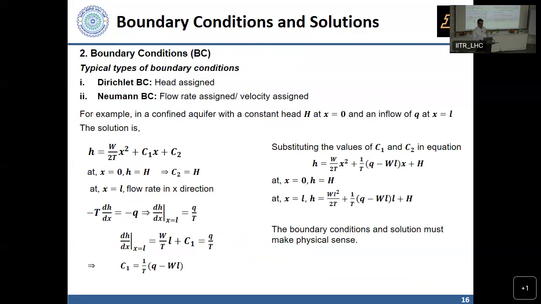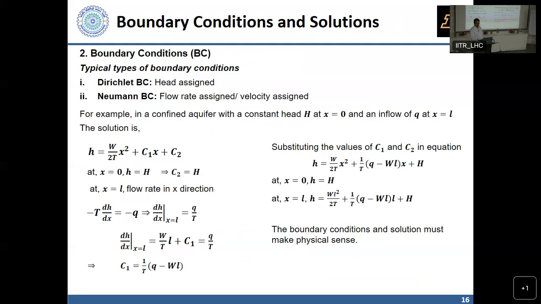If the flow is given at a certain location, as in this case, then from this expression for h, you can calculate what the flow is going to be. It's minus transmissivity times dh/dx. From this equation, we would substitute at x equals L, where this value is given as Q. So minus capital T dh/dx would be known to us. We would use that, come back to this equation, and substitute that as well to find out what C1 is, knowing that C2 is already obtained.